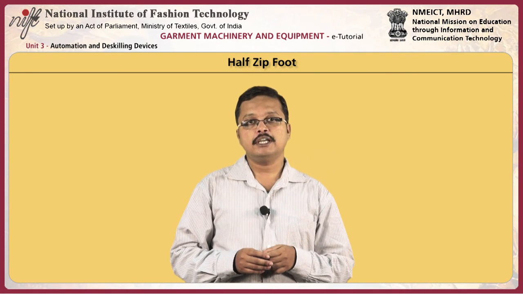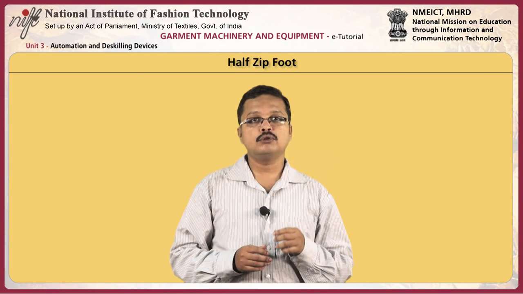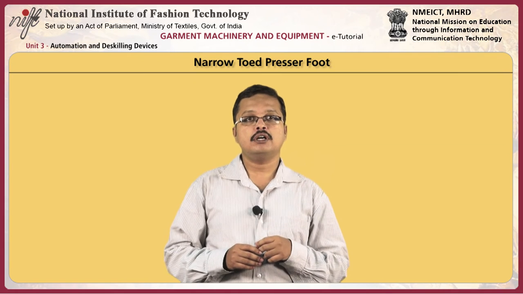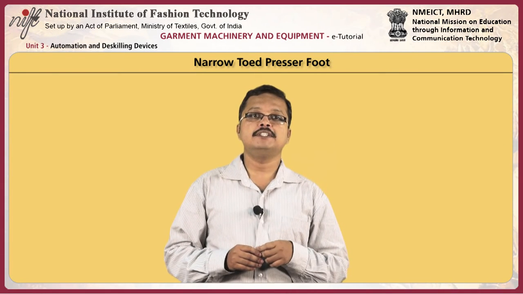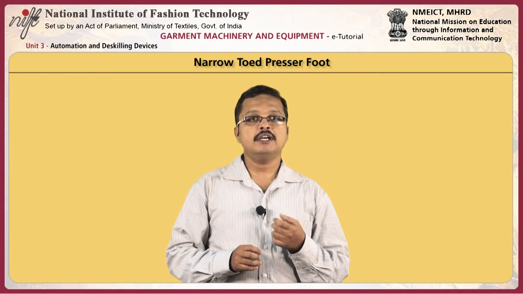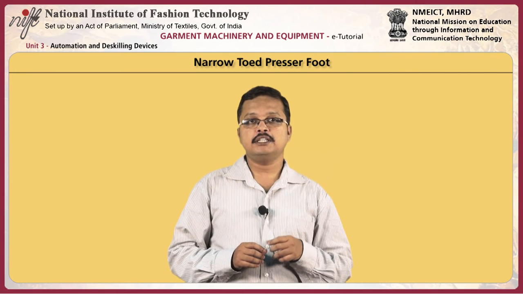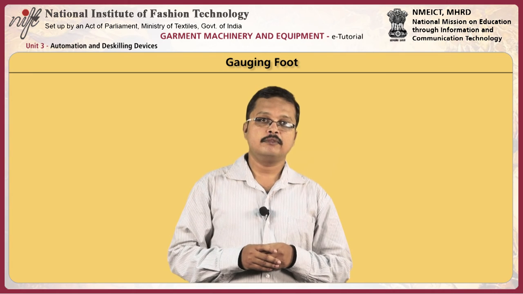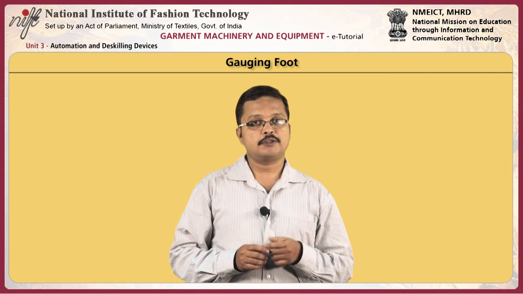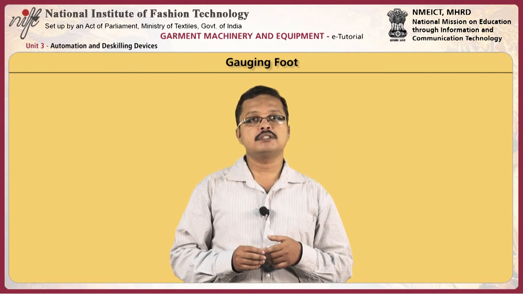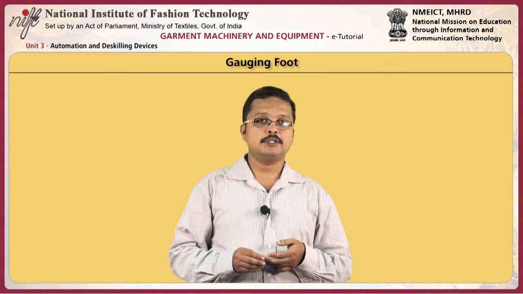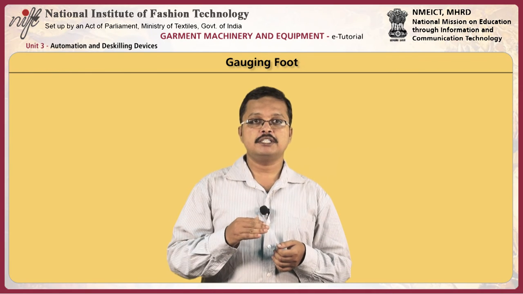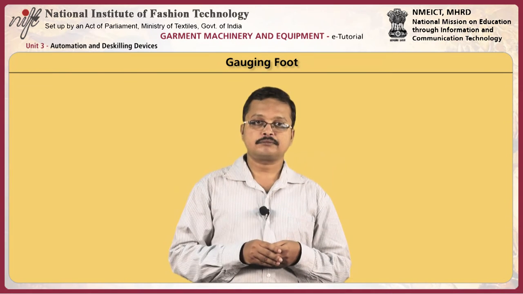Half zip foot enables the stitching to be close to the teeth of the zip. Narrow-toed pressure feet are also available which enable one to give a close stitching to the teeth of the zip but with an improved fabric control. Gauging pressure foot is a pressure foot which is used as the simplest ruffling mechanism. It must be set continuously into a single ply of fabric before attaching it to another garment.